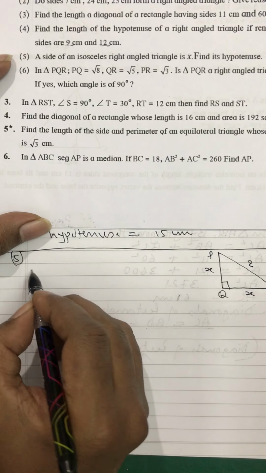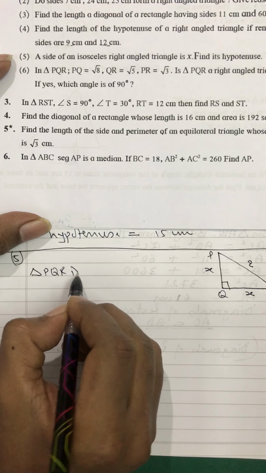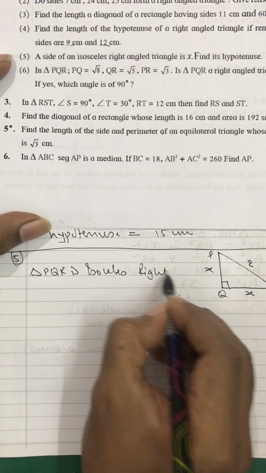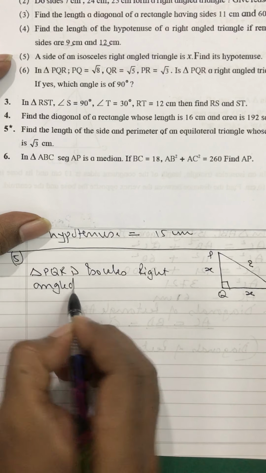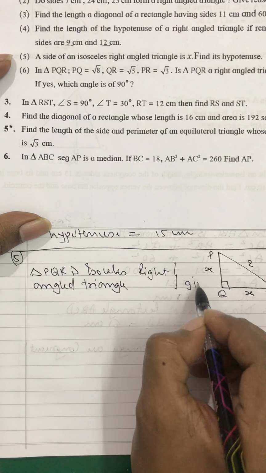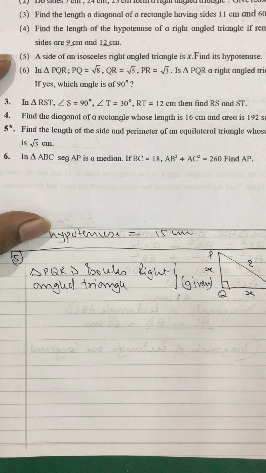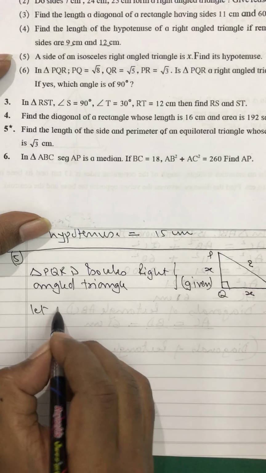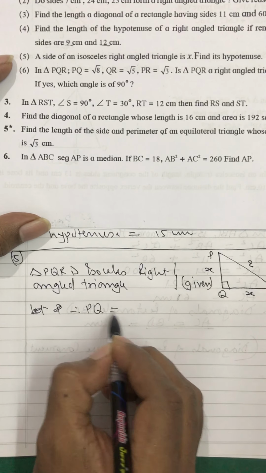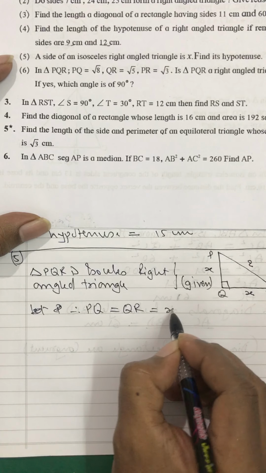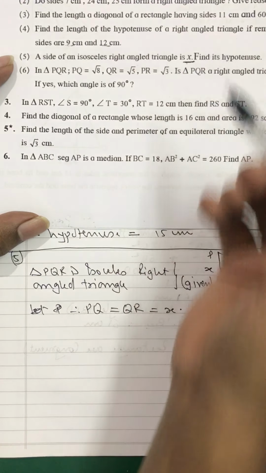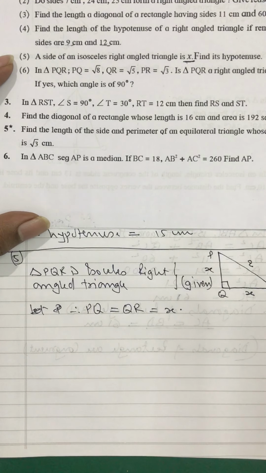So you can say triangle PQR is an isosceles right angled triangle, and this is basically given. Therefore, it is given, na? Therefore PQ is equal to QR is equal to x. Fine, they have given this is equal to x. So one side is x, the other also has to be x. That is what we have to show.